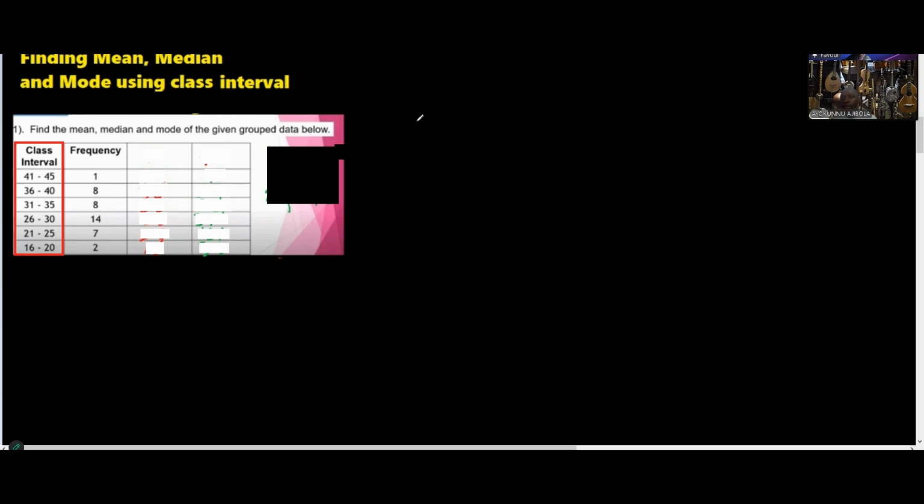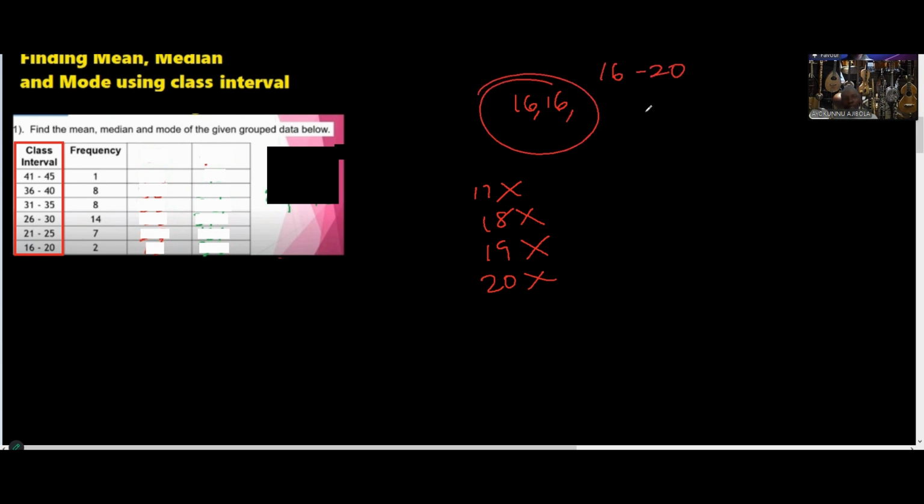Look at this class interval given. The implication of this is that from 16 to 20 there are two numbers. Are you looking at this? There are two numbers that exist between 16 and 20. We don't know what those numbers are. They could just be 16 and 16. So if I pick 16 and 16, that means there is no 17, no 18, no 19, and no 20. It's only these two that represent the class 16 to 20.